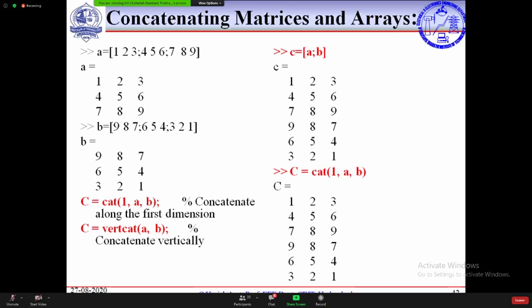Okay. Either you want to generate the matrix or combine these two matrices in this fashion, you can do it in this way. These are 3 methods. Okay. Have you got it? Have you got it or not?